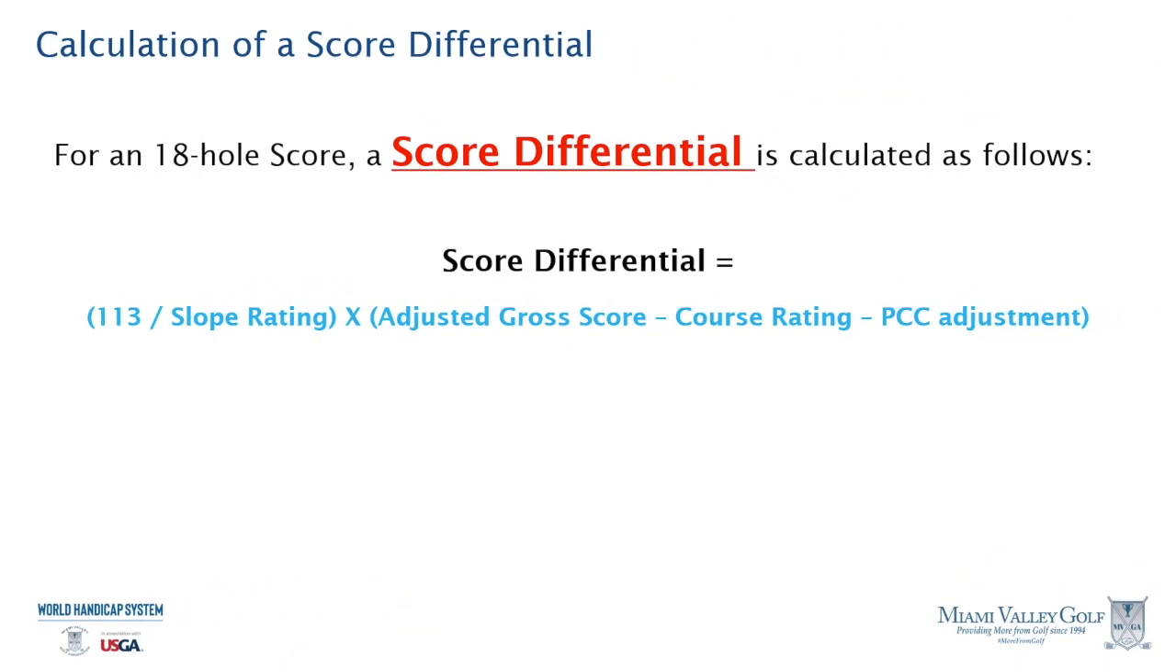Okay. The differential is essentially calculated fairly similarly. The slope, the 113 divided by the slope rating times the adjusted gross score minus the course rating minus the PCC adjustment. All right. Clearly this is new.